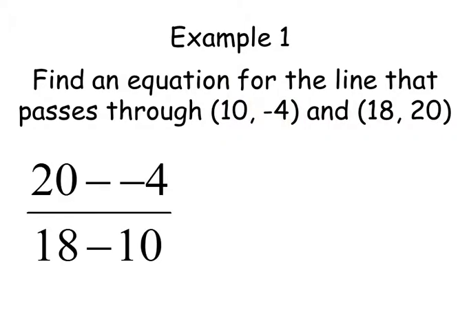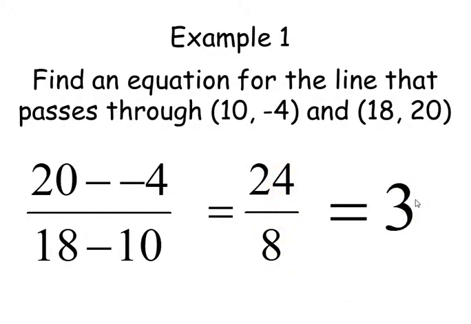So that formula looks like 20 minus -4, the difference of the y values, divided by the difference of the x values, 18 minus 10. If I do 20 minus -4, I have to go in the same order and do 18 minus 10. And if I do that subtraction, 20 minus -4 is 24, and 18 minus 10 is 8. And 24 divided by 8 is equal to 3.